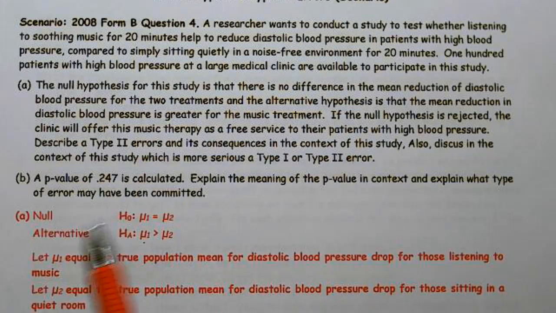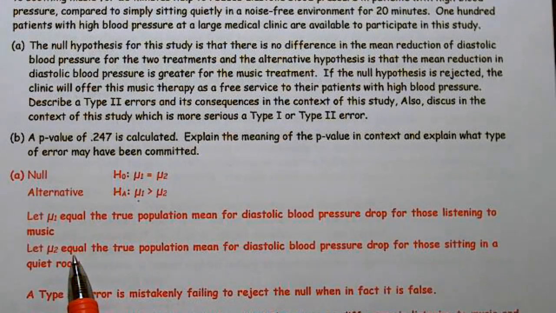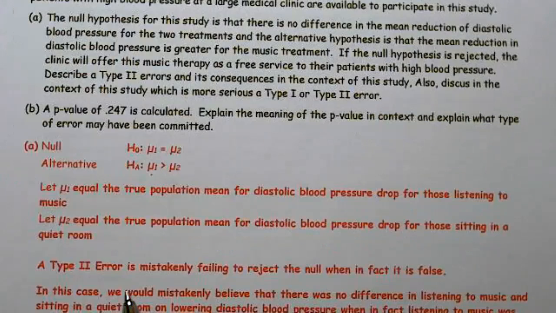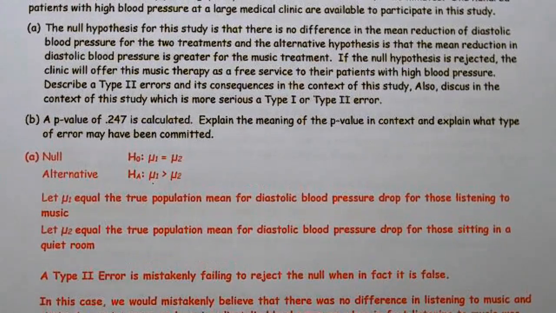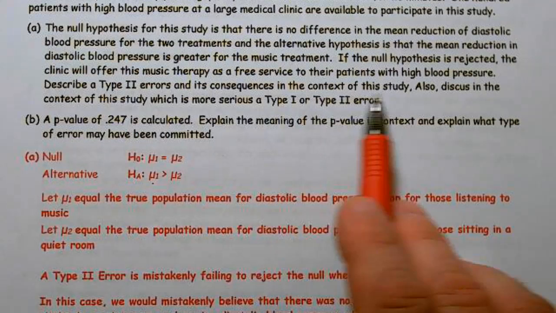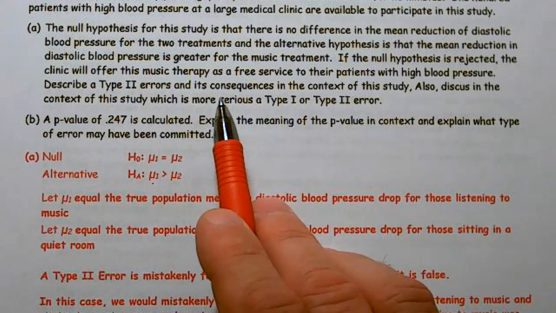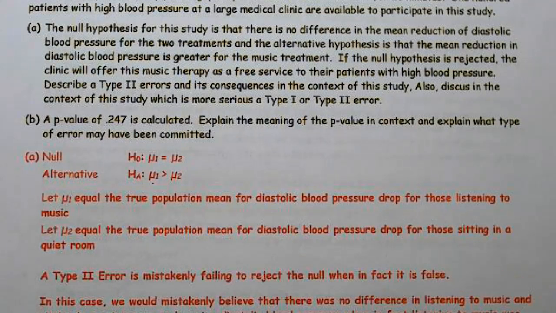Once again, the very first thing the recipe says to do is write my null and alternative, and then I need to define the parameter: the true population mean drop in diastolic blood pressure for sitting in a room. Okay, so I defined it. Then part B, it says describe a type 2 error and its consequences in the context of the study. Even if they don't tell you the consequences, you still have to give them when it says describe a type 2 error.